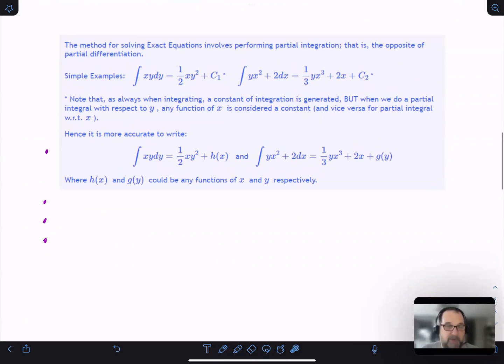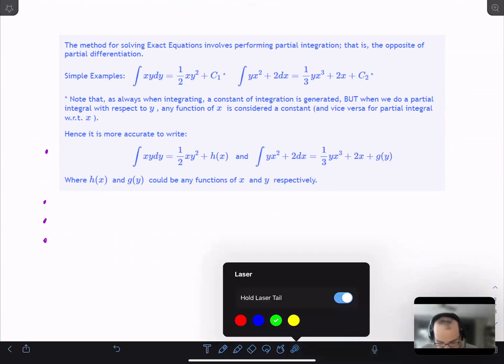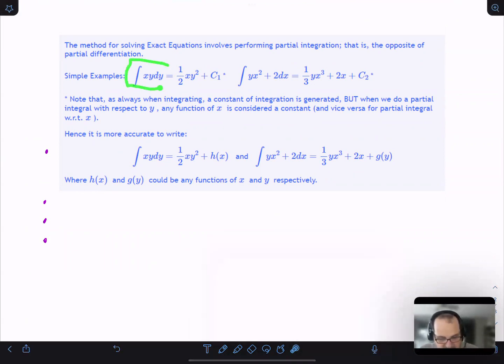We have been talking about partial derivatives. Partial integration is basically just the opposite process. So here is a fairly simple example in the notes here. If you are taking the integral of the function x times y with respect to y, this is like a partial integral.